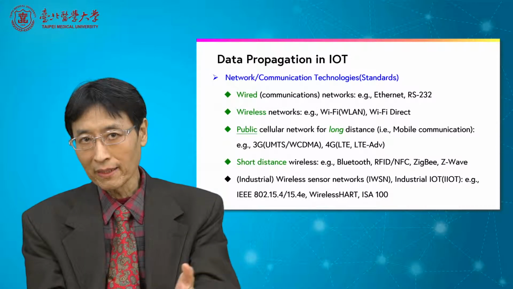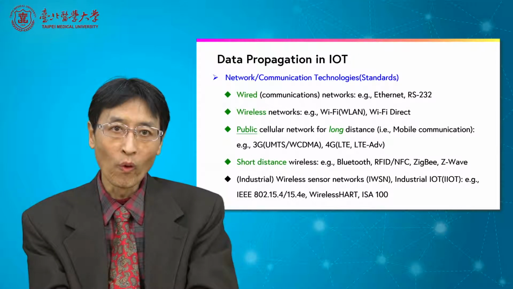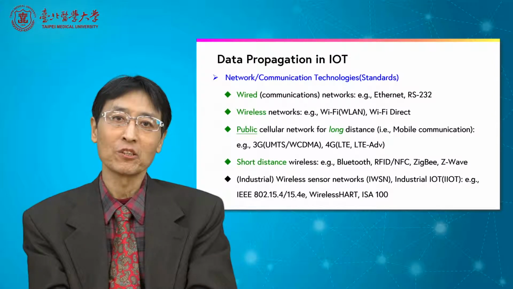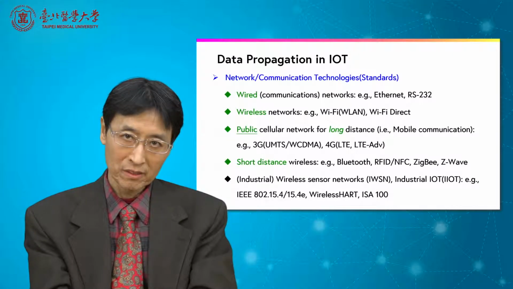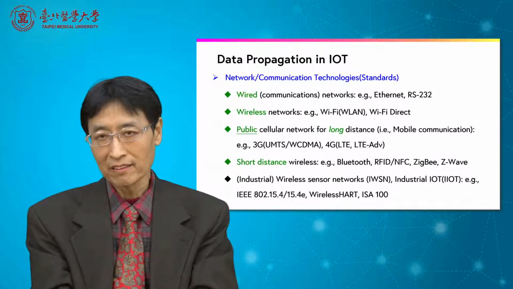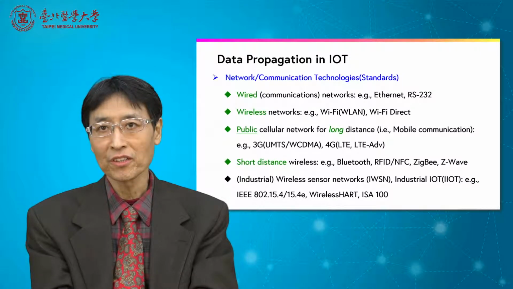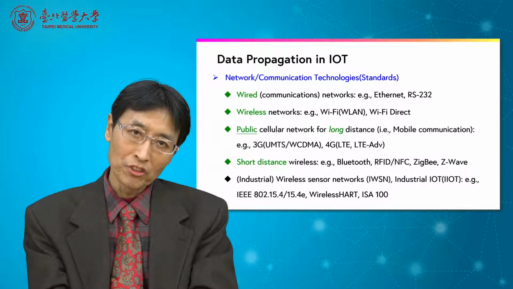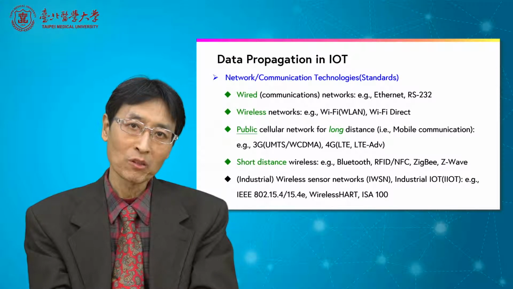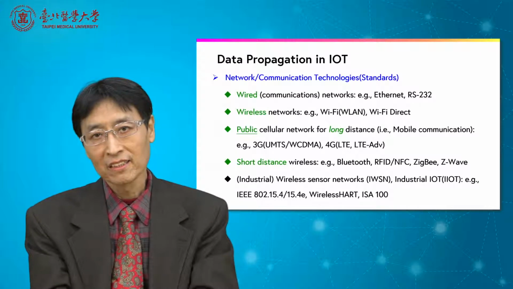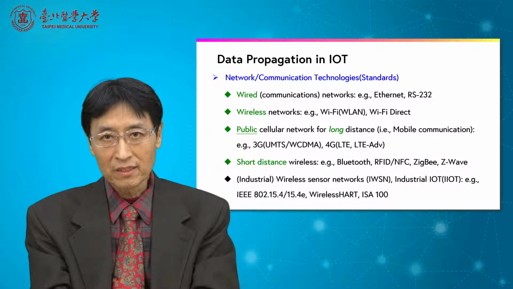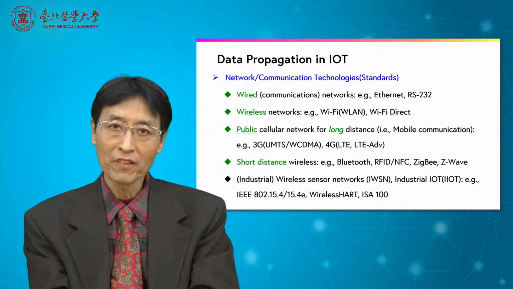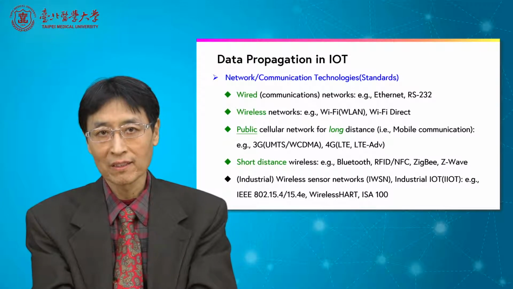Basically, we can divide wireless into major categories. Wired so far includes Ethernet and the recommended standard RS-232. Wireless will be covered a lot. For general wireless network, when people talk about wireless, it means Wi-Fi, which means wireless local area network, or Wi-Fi Direct, but we see Wi-Fi a lot.